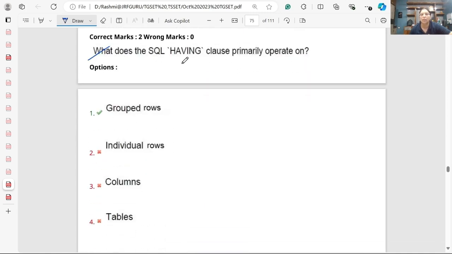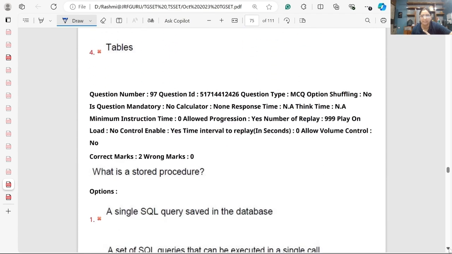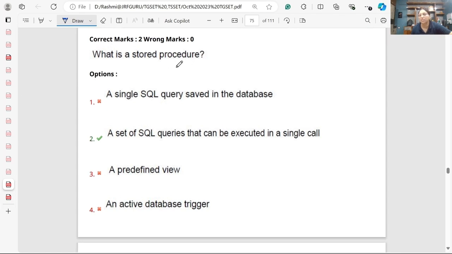What does the SQL HAVING clause do? It is used for grouped data. We apply the HAVING clause over the GROUP BY data. After the GROUP BY clause, we can use the HAVING clause to perform the task over the grouped data. So not individual rows, not columns, it is over the grouped rows generated by the GROUP BY clause.